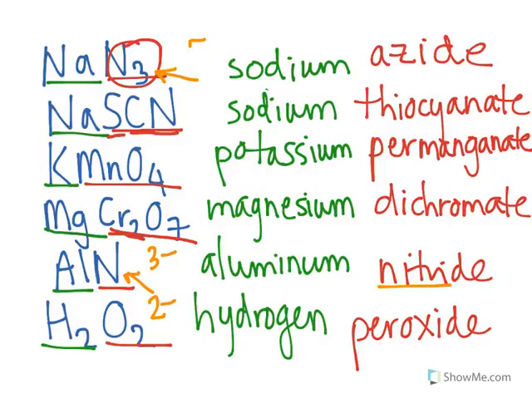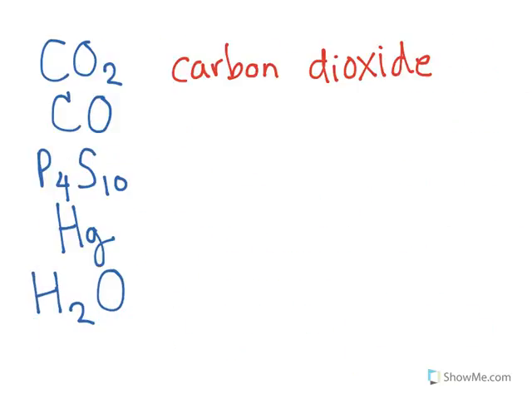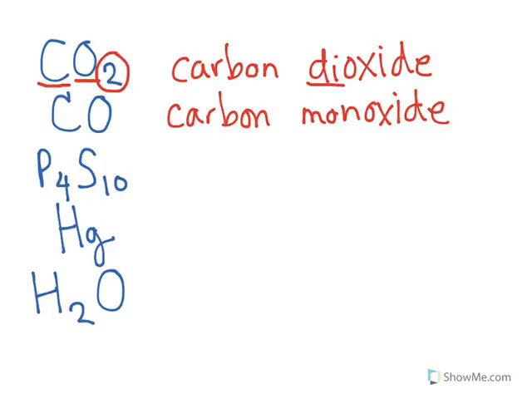Now we'll do some examples with naming binary molecular compounds, which are covalently bonded between nonmetallic elements. Here are some examples. This first compound is carbon dioxide, because the first atom is a carbon and the second atom is an oxygen. And there are two of them, which makes it di. The second compound is known as carbon monoxide. Because there's only one oxygen here, it's monoxide.